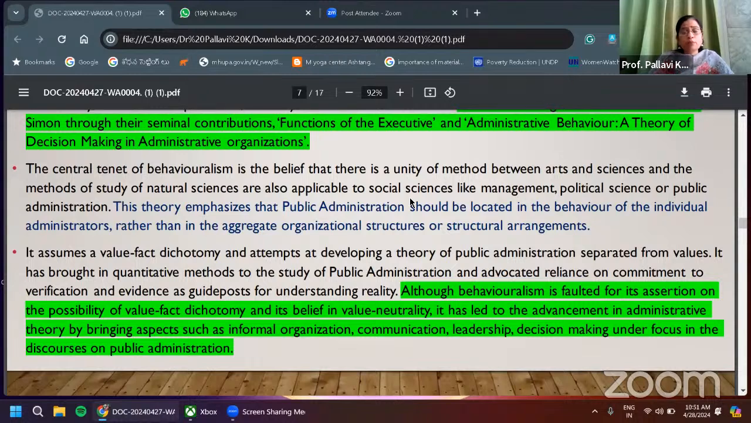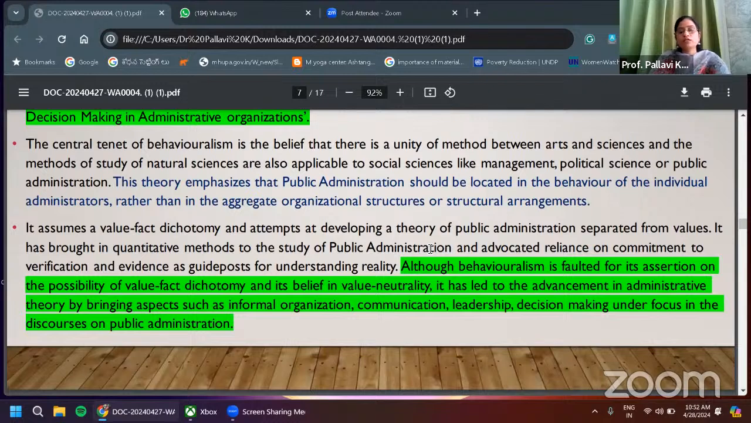And the central important point in behavioralism is that, in between arts and sciences, the methods of study of natural sciences are also applicable to the social sciences, like management, political science, and public administration. But in the pre-modern assumptions, what we discussed, administration is not a science, it is an art. But in behavioralism, they emphasize that just like any other sciences, the same methods will be applicable to studies like public administration, management, political science, and all.